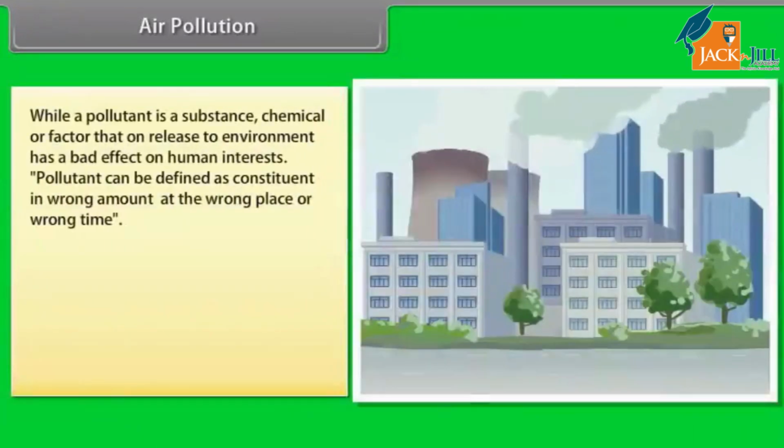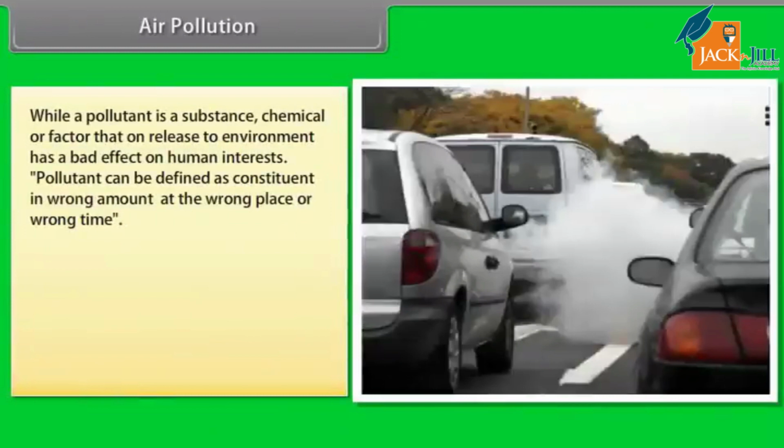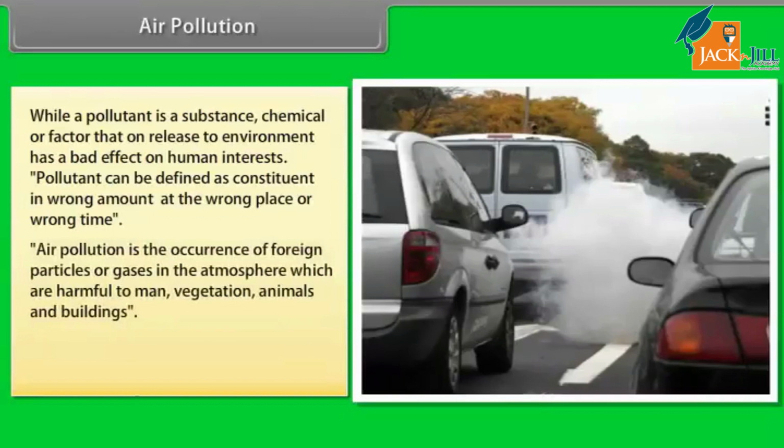While a pollutant is a substance, chemical or factor that on release to the environment has a bad effect on human interests. Pollutant can be defined as a constituent in the wrong amount at the wrong place or wrong time. Air pollution is the occurrence of foreign particles or gases in the atmosphere which are harmful to man, vegetation, animals and buildings.